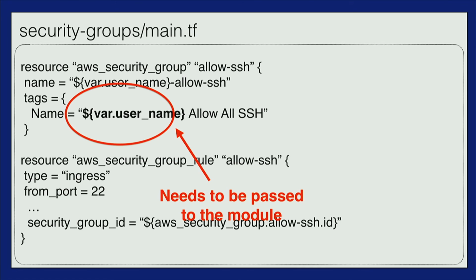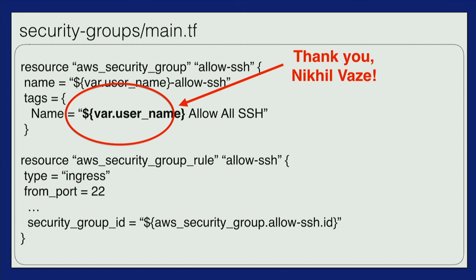So whenever I see a variable like this that starts with the var prefix, that means it needs to be passed into the module from outside the module. So we definitely need to pass this one, var.username. And I quickly want to give a shout out to Nihil Veze. It was his presentation at last year's HashiConf that taught me the trick of passing the username of the person running the Terraform config into the name of AWS resources that I spin up with Terraform.